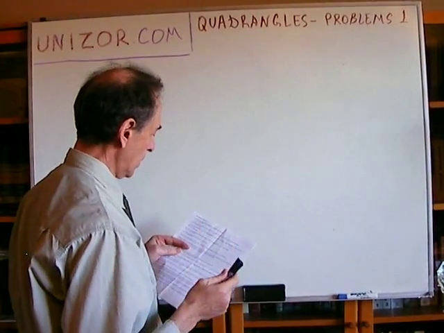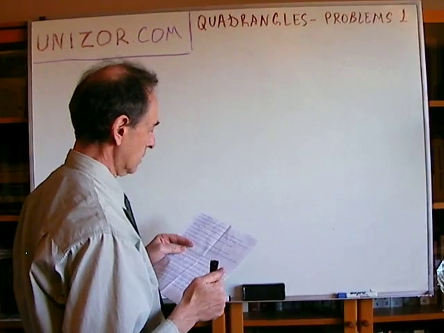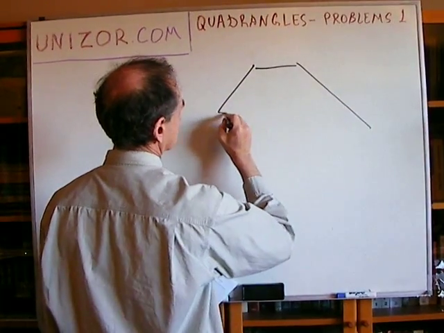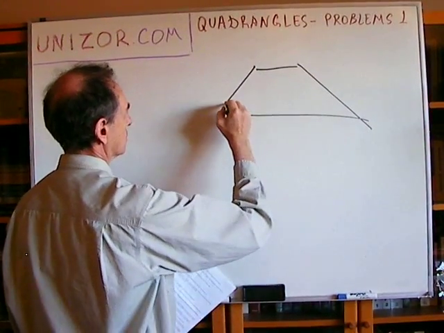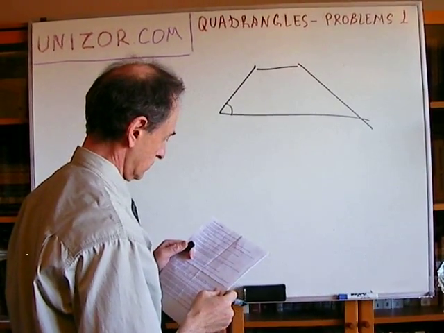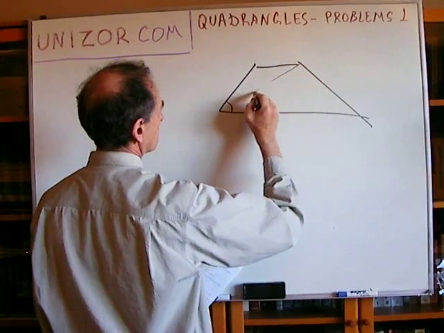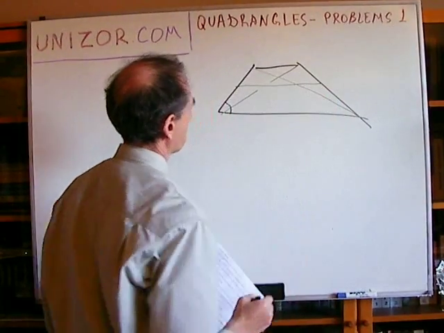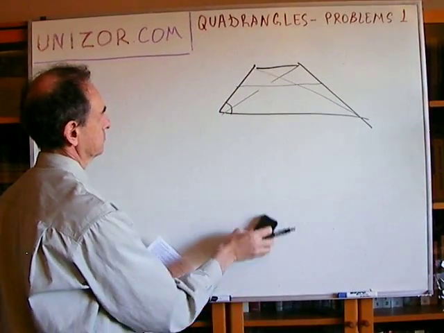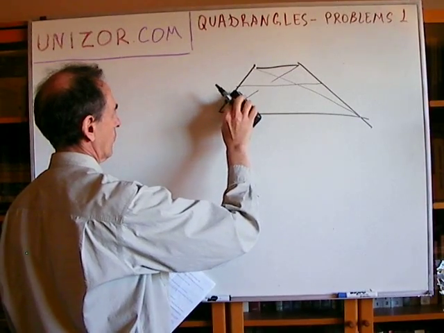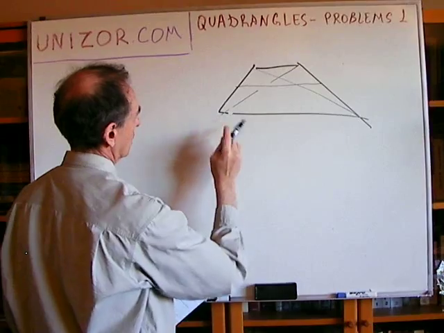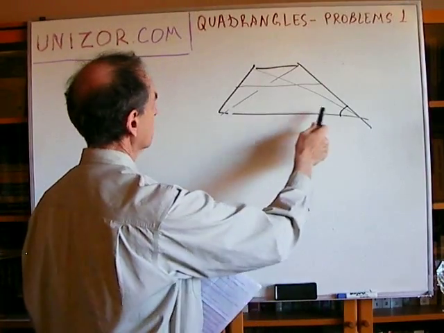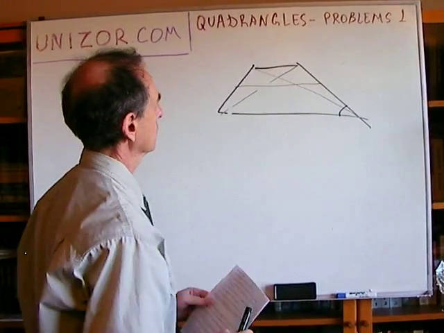Construct a trapezoid by one of its interior angles, two diagonals, and the median. Trapezoid, which means this is parallel to this. We need an angle, two diagonals, and a median. It will be more convenient for the drawing to have the angle on this side.